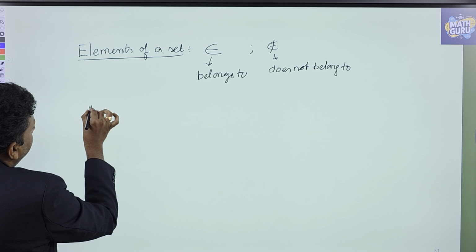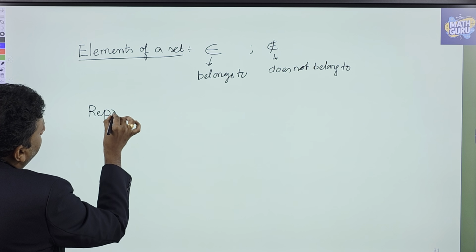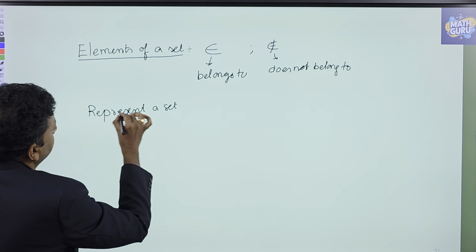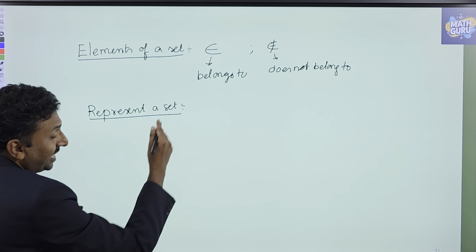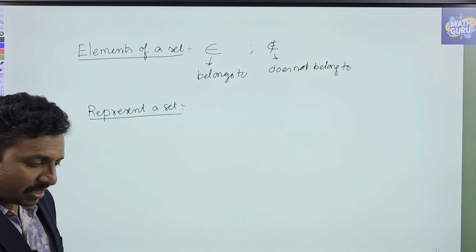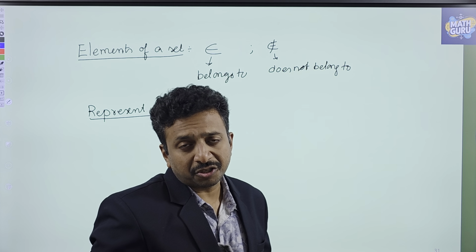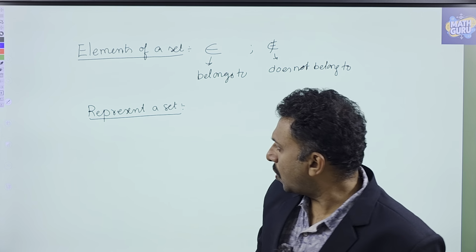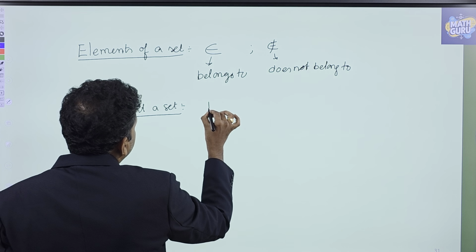So next we have to understand how to represent a set. So how do we write a set mathematically? The ways in which we write a set are broadly classified into two types. One is roster form.